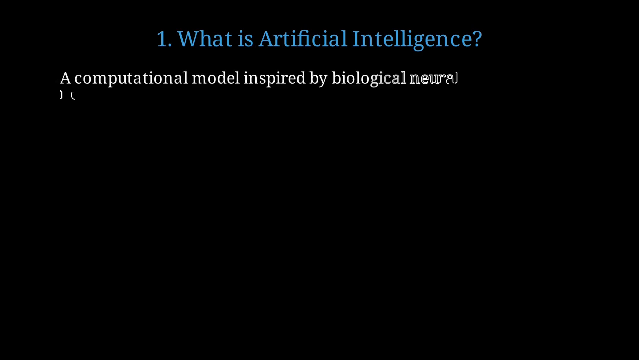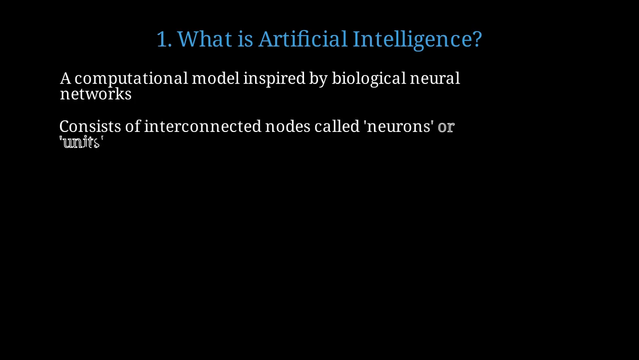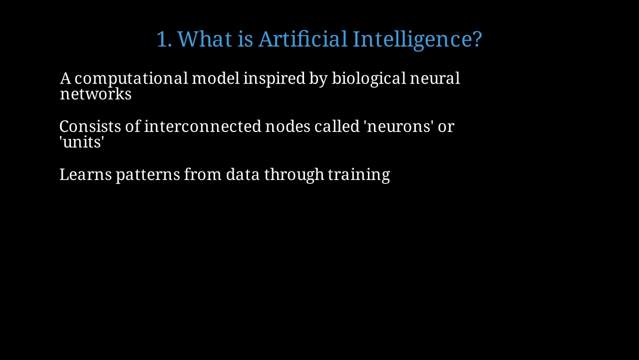Artificial intelligence is a computational model that's inspired by the way biological neural networks work in animal brains. It consists of interconnected nodes that we call neurons or units, which process and transmit information. Most importantly, artificial intelligence can learn complex patterns by training on large amounts of data.